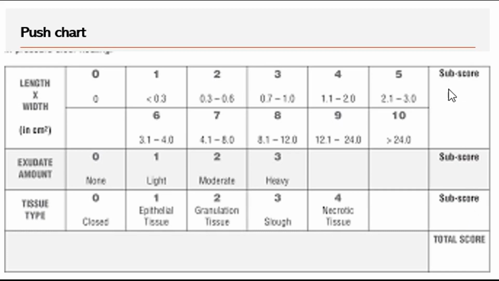At last, we have to calculate the total, and accordingly we get the PUSH scale score. So like that we have to do. After that, we will go to another chart. Every day, once in 24 hours, we will check this, and every day we will see how the prognosis of wound healing is progressing. We can find that out from this.